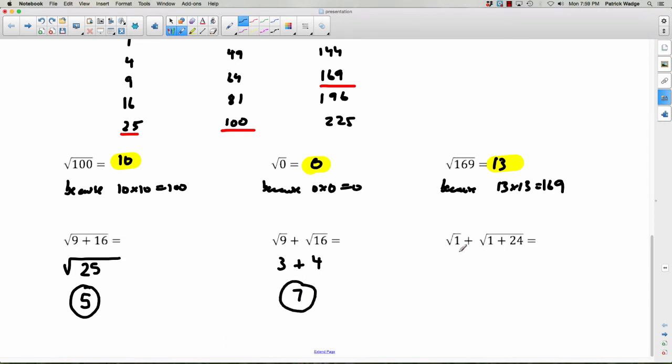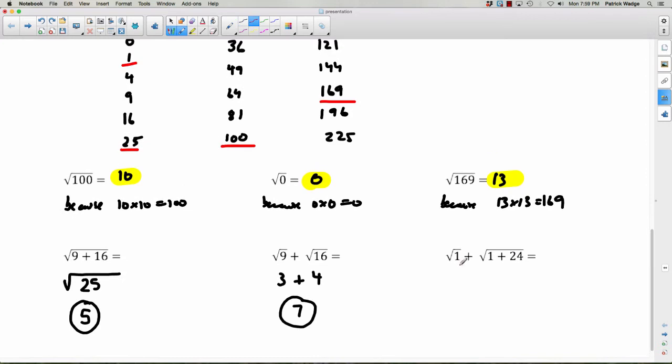Okay, a little bit more complicated, but same sort of thing. The first one is just the square root of 1. What's a number that multiplies by itself to give 1? 1 times 1 is 1. So the square root of 1 is 1. Plus, now don't take the square root of 1 here. This is all under the radical sign. So we have to add this. 1 plus 24 is 25.